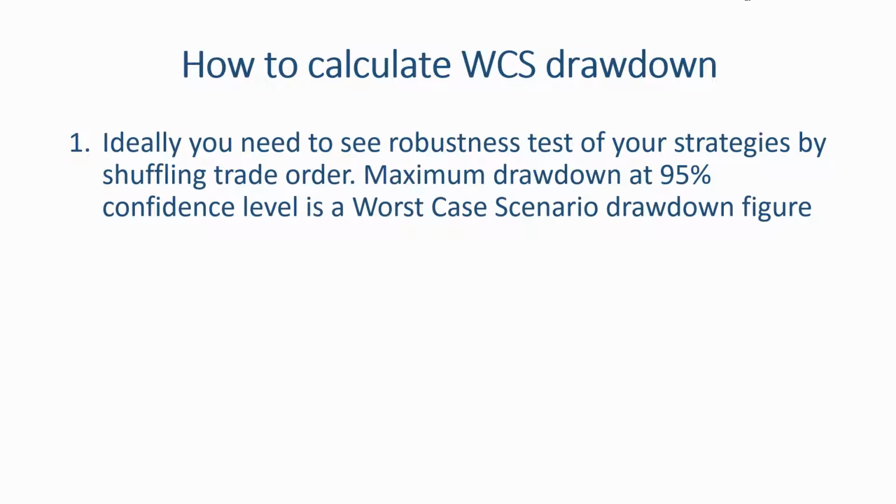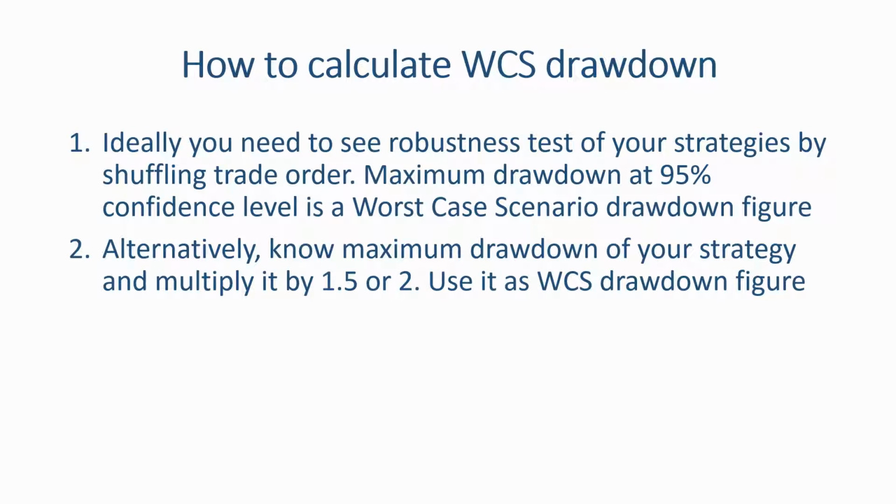But I will also show you what to do if you don't have this type of robustness test. Alternatively, you can know the maximum drawdown of your strategy. You will always see that from just a single backtest, or even from a live trading history, and you just take it and multiply by 1.5 or even 2. I would say that multiplying by 2 is quite extreme. It gives you an extreme figure, and it just tells you you're being extra safe, and I will use that in an example today. But multiplying by 1.5 is usually quite enough. So then once you get this number, you can use it as your worst case scenario drawdown figure.